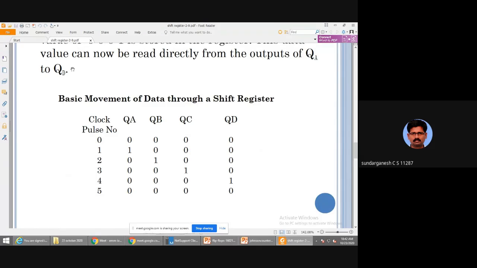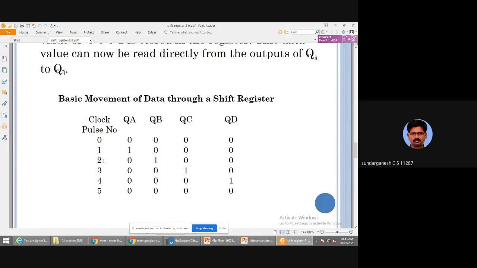And finally, if you see the truth table, you can understand. Initially, I'm making all the flip-flops 0, 0, 0, 0. At the end of the first clock pulse, I'm giving input D equal to 1. So the D will arrive at QA. Remaining outputs are 0 only.